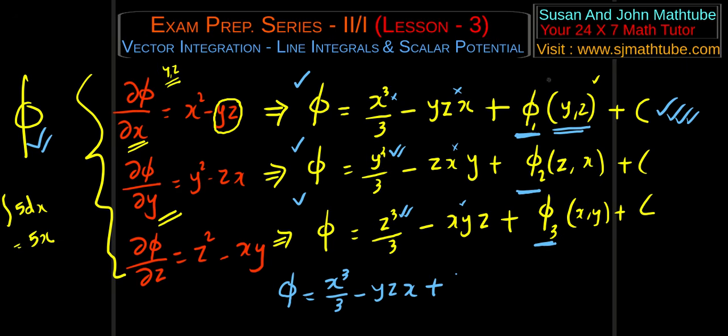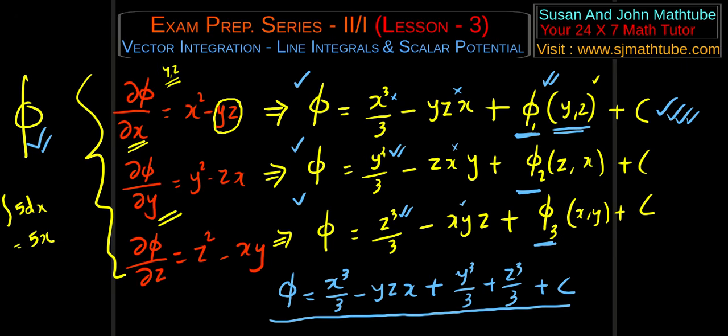So now look at this. Phi 1 means terms independent of x, terms which do not have x. So that will be y cube by 3 plus z cube by 3 plus c. That's it. And that will be our scalar potential. Okay, now I know some of you understood a little bit and some others didn't understand anything at all. That's why we're going to do one more problem of the same type. So get ready with your pen and paper and let's start with another question.